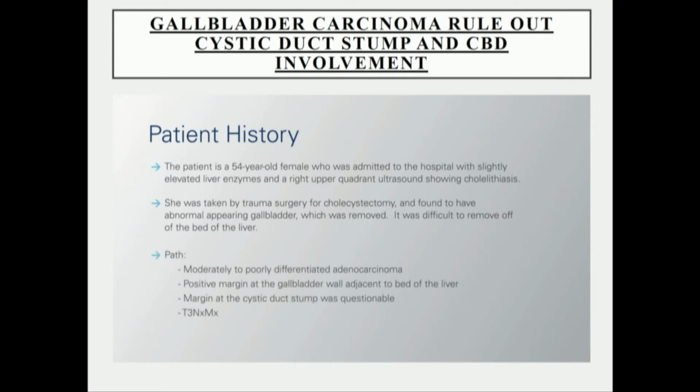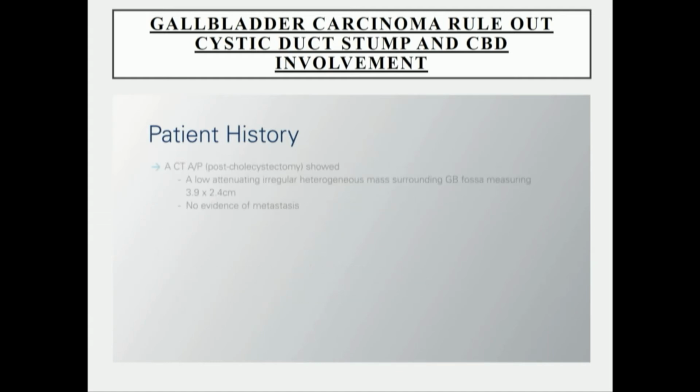Path of the gallbladder showed a moderate to poorly differentiated adenocarcinoma, positive margins at the gallbladder wall adjacent to the liver bed. Margin at the cystic duct stump was questionable, and we actually ran into this quite a bit. It's a difficult resection. They don't get a clean margin analysis of the gallbladder on the cystic duct stump. Post-cholecystectomy imaging showed a low attenuating, irregular, heterogeneous mass surrounding the gallbladder fossa. It was 4 by 2.5 centimeters and no evidence of metastases.